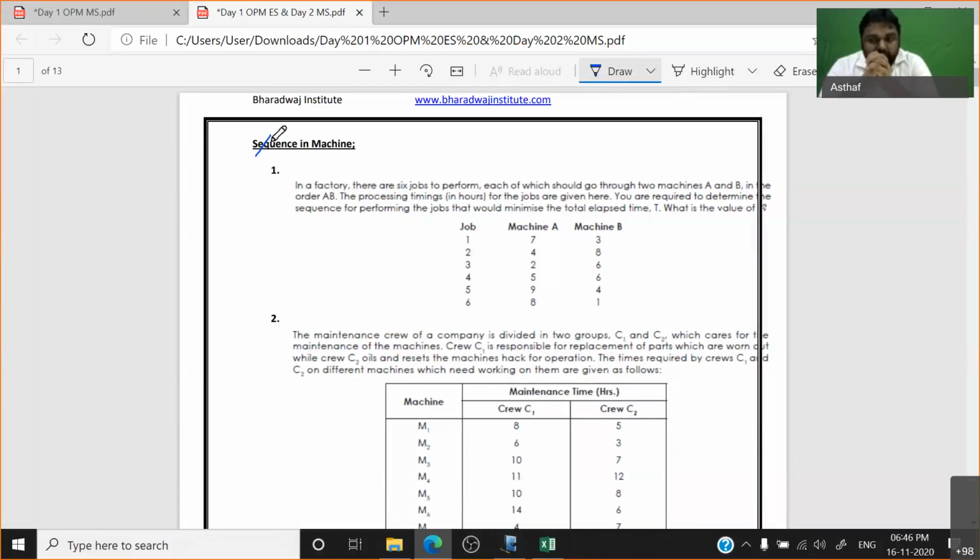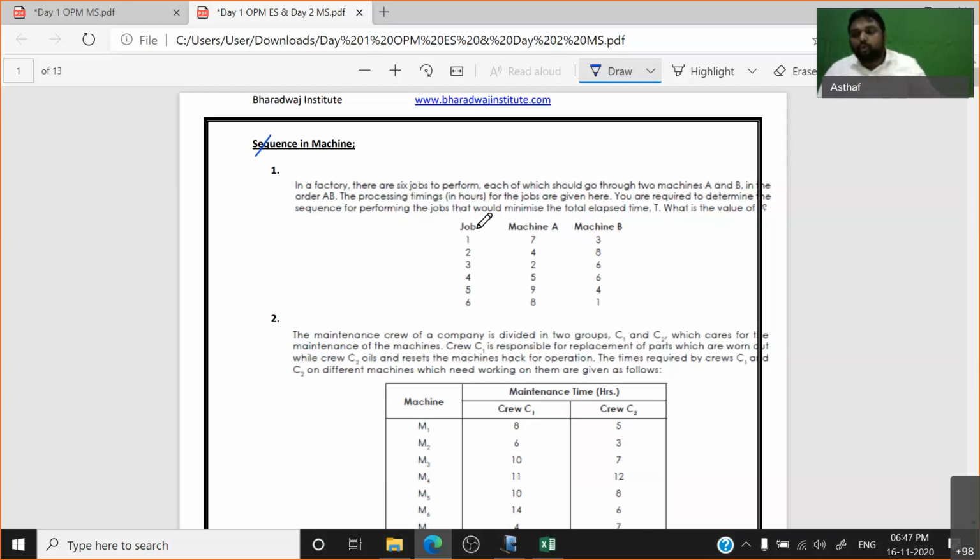The concept of sequencing tells that if you follow this order, your total time for completion of the entire job will be the minimum. There is a small principle, so we are starting with that.